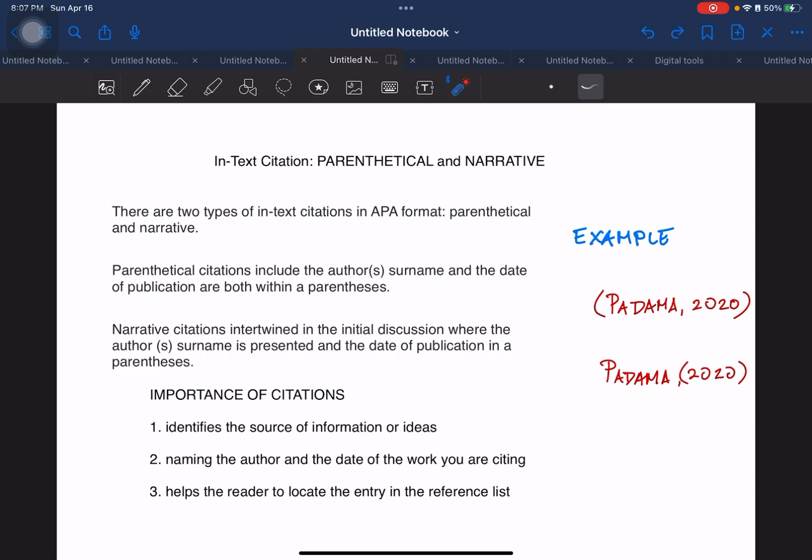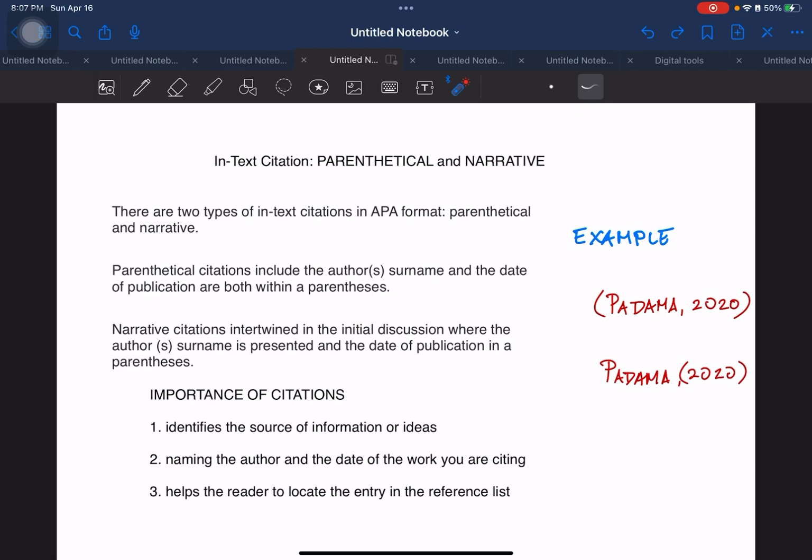and then we will be presenting examples of the parenthetical and narrative citation, not only the format but also on how and where you should use this in your manuscript. So stay tuned for that. So let's start with the definition of parenthetical and narrative citation.